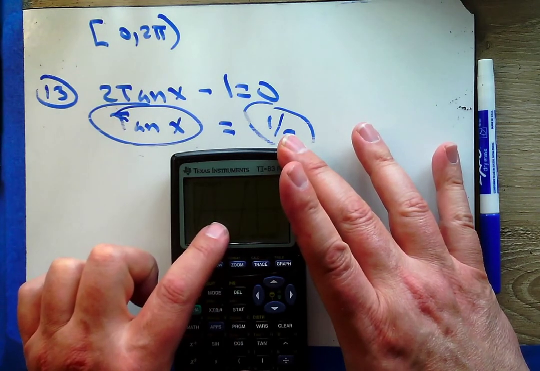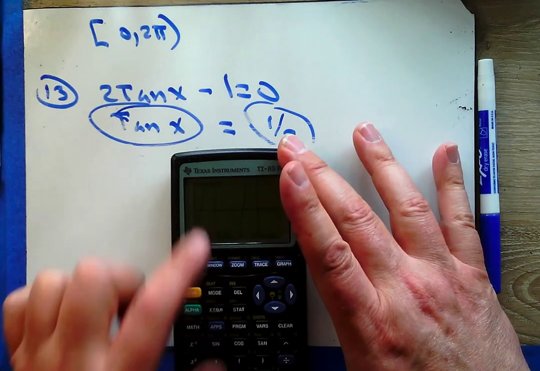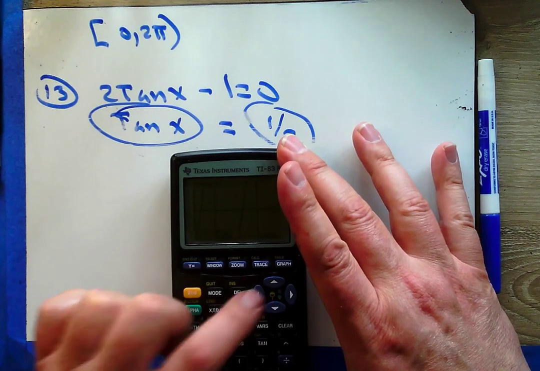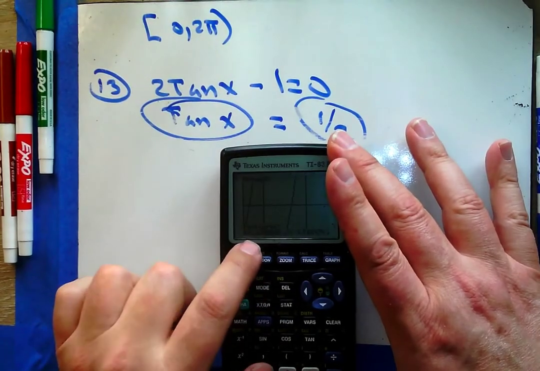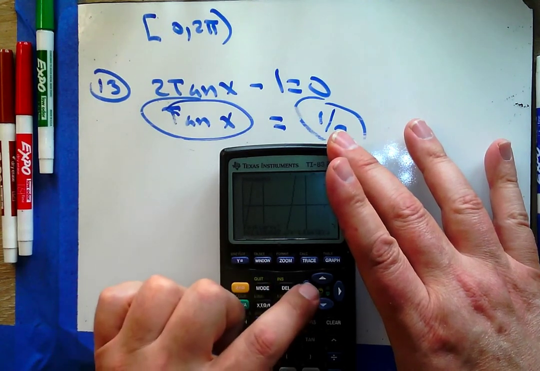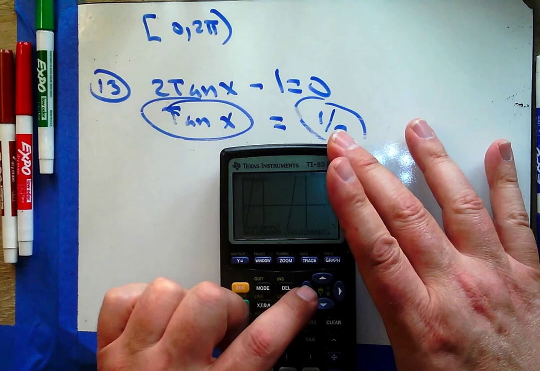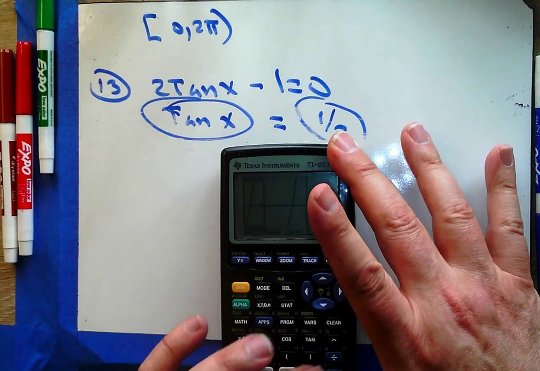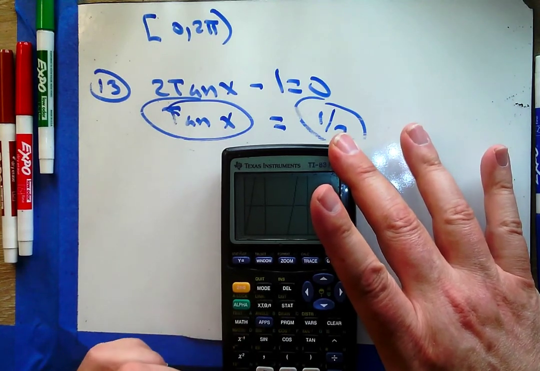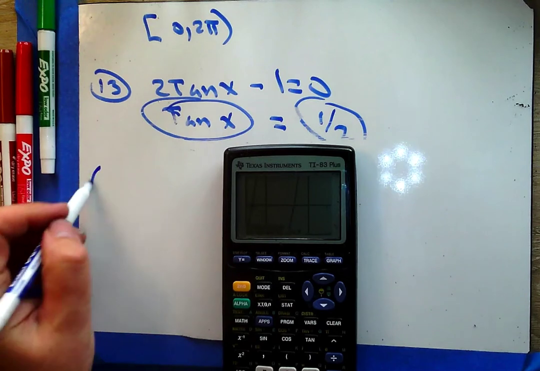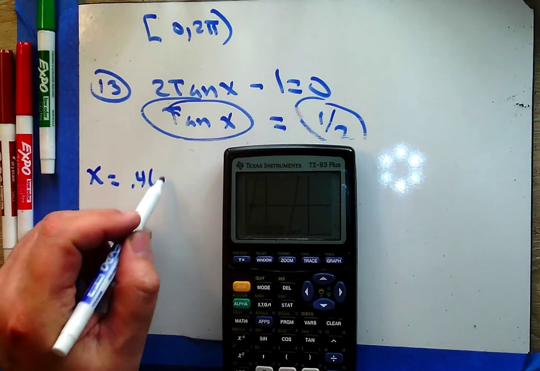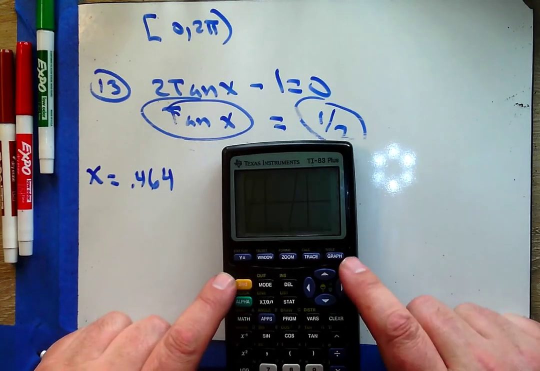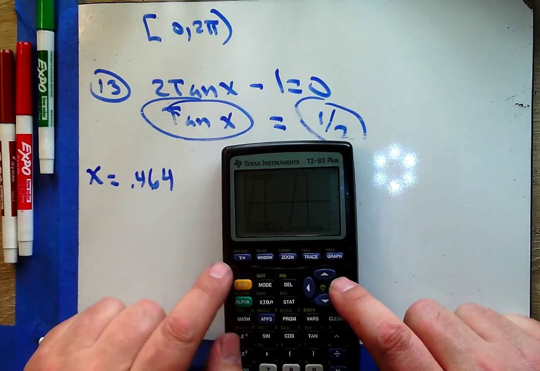Remember, this is pi over 2, and I'm to the left of pi over 2. Pi over 2 is 1.57, so I want this x coordinate of the cursor to be less than 1.57. Okay, so I'm on the left side. I hit enter. Second curve, yes. The linear one, no, I don't want to guess. And so I end up with x equals 0.464.